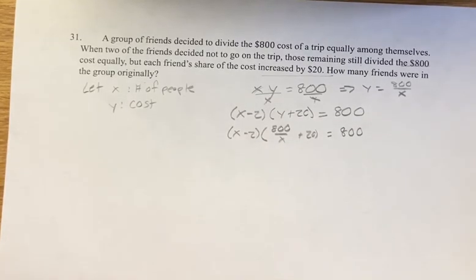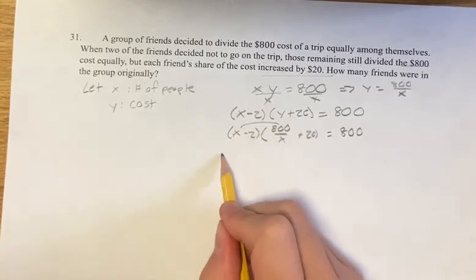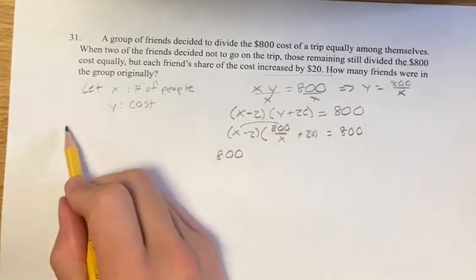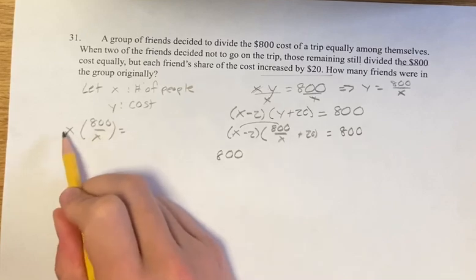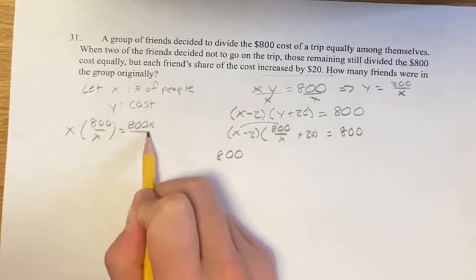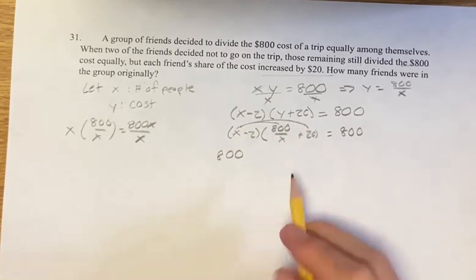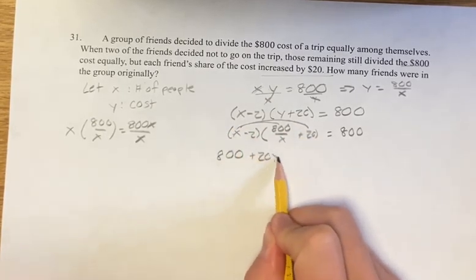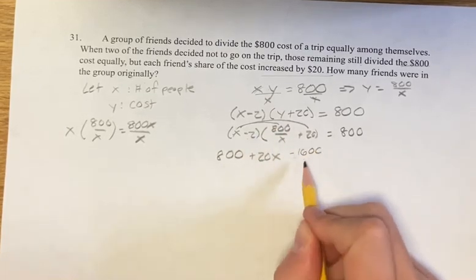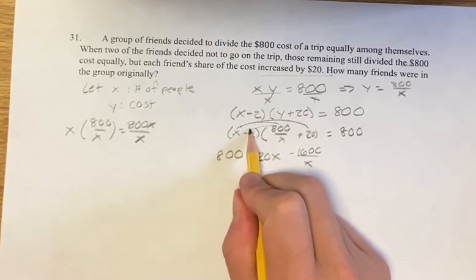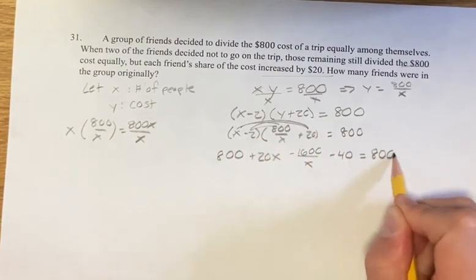So first we have to distribute. We have to multiply X times 800 over X. The X's cancel, and you just get 800. If you want me to show that, we have X times 800 over X, which is 800X over X, and then these cancel, and you just have 800. Then you multiply these two, and 20 times X is 20X. Minus 2 times 800 is minus 1600, of course, over X. And then the last one is minus 40. And this is equal to 800.